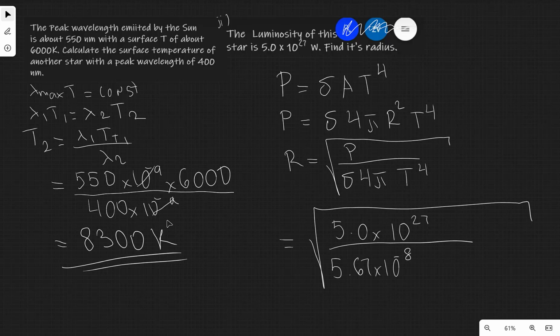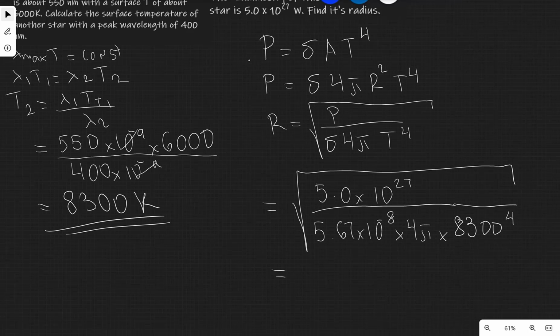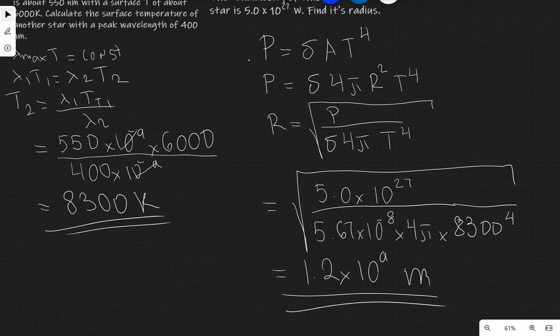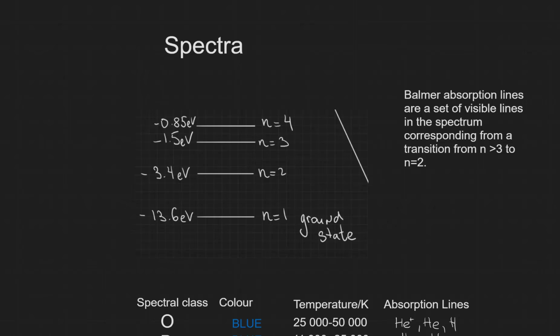That's this guy here, multiplied by 4 pi. And then the temperature of the second star that we've just found was 8,300. Very typical mistake is forgetting to raise that to the power of 4. And if we plug this into a calculator, we're going to get around 1.2 times 10 to the 9 meters for the radius of this star.